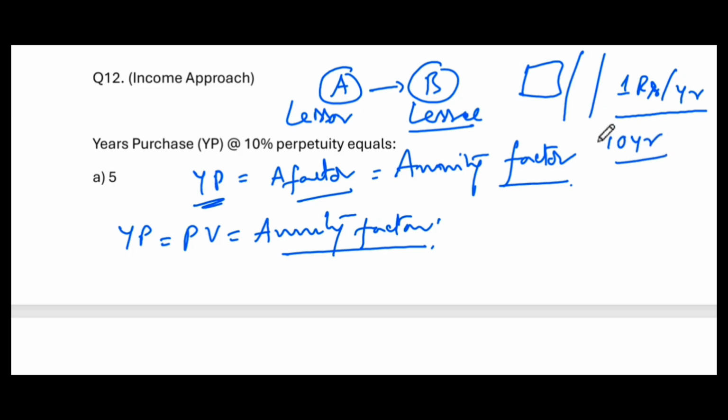What is the income generated by this property? 1 rupee. So B asked for it on lease, for 10 years. Now B has taken it on lease. So B has given it to another party C for 2 rupees.